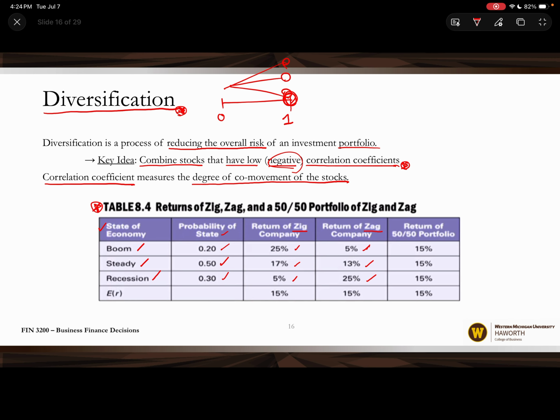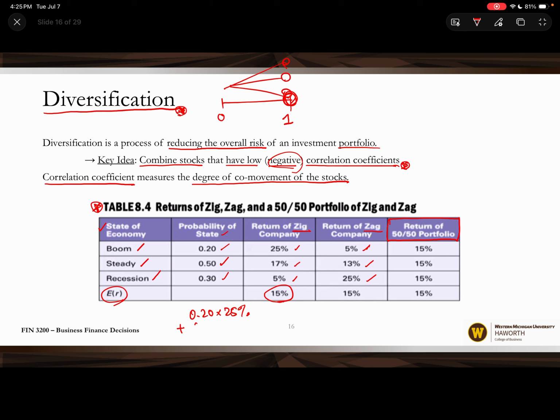So let's calculate, and here's the return for the 50-50 portfolio, if you put in 50% in Zig and 50% in Zag. First, let's calculate the expected returns. For Zig, the expected return is easy to calculate. We did this already in the previous problems. This 15 is just the probability that there will be a boom times the return in that state. We're taking the weighted average, basically.